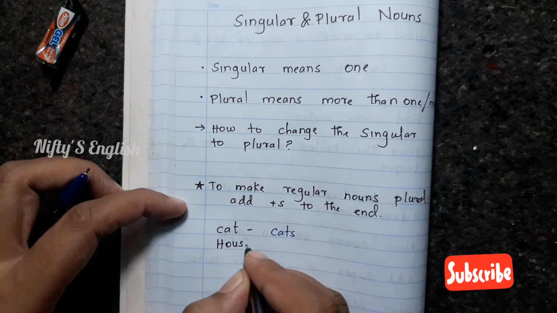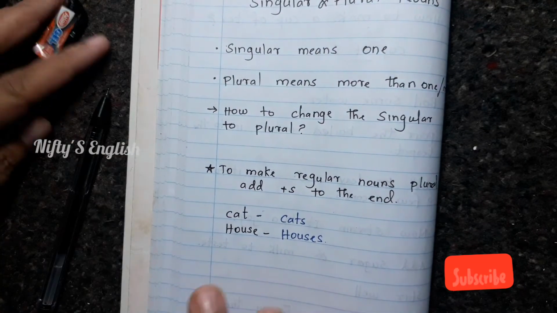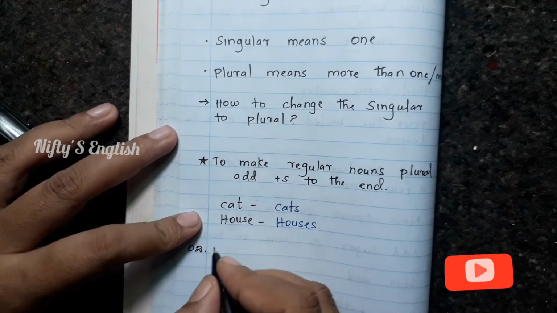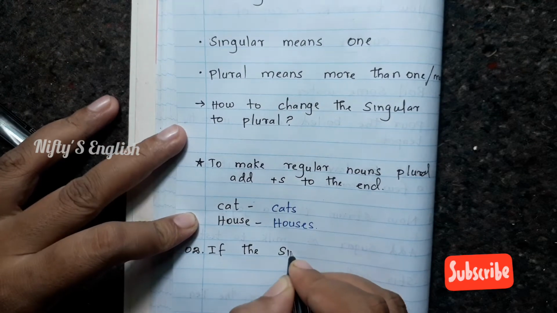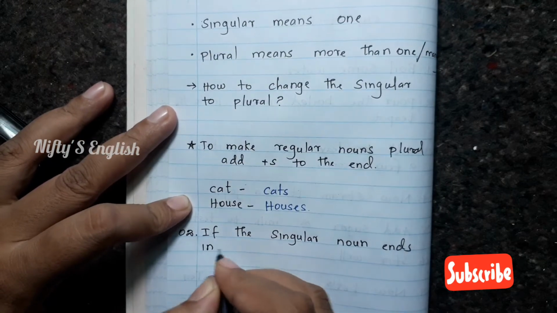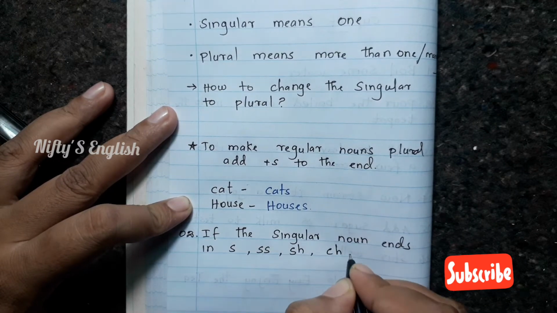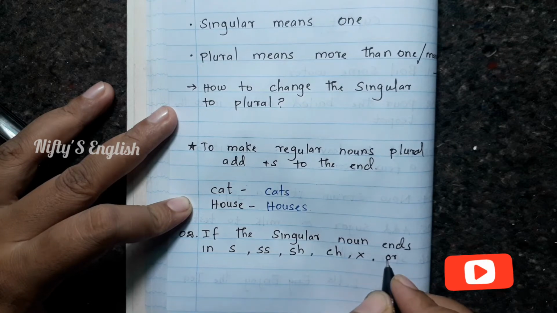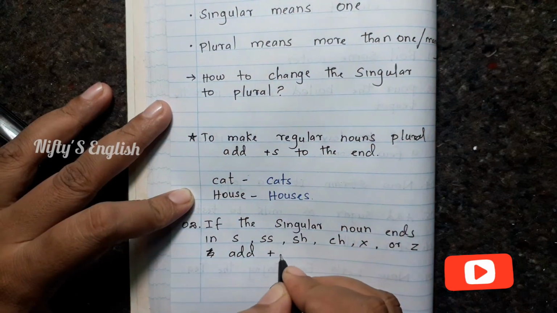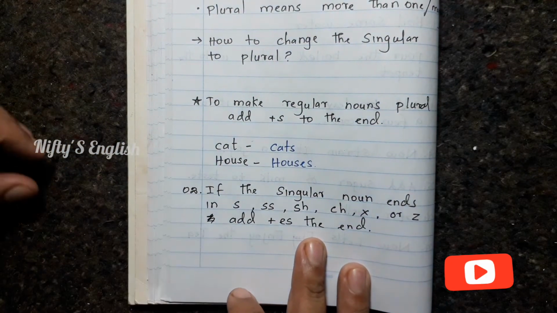Second one is house. House is singular, houses is plural. Add s in the end. Okay. Second rule is if the singular noun ends in s, double s, sh, ch, x, o, z, add es to the end. This is the second rule.